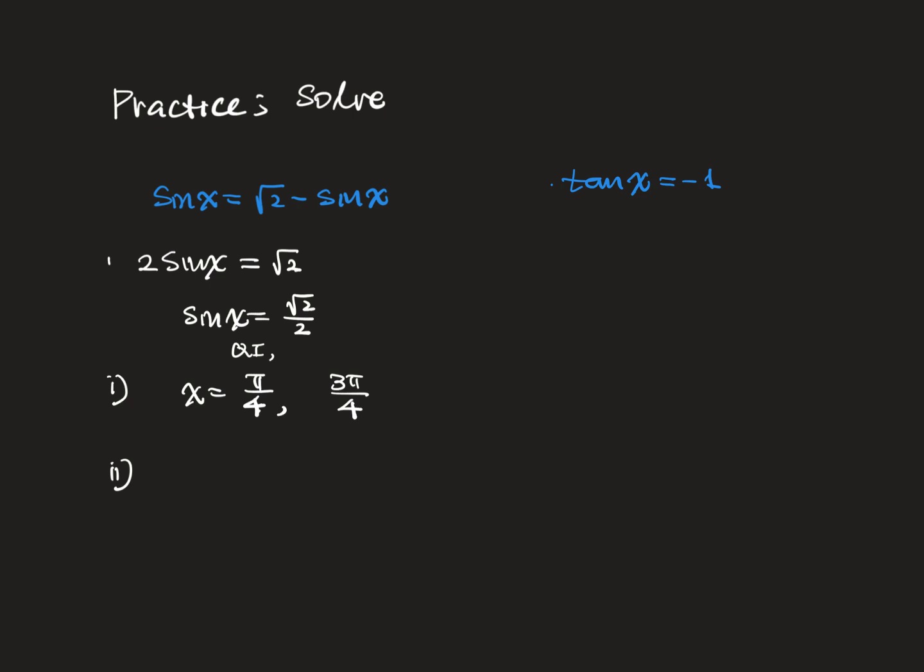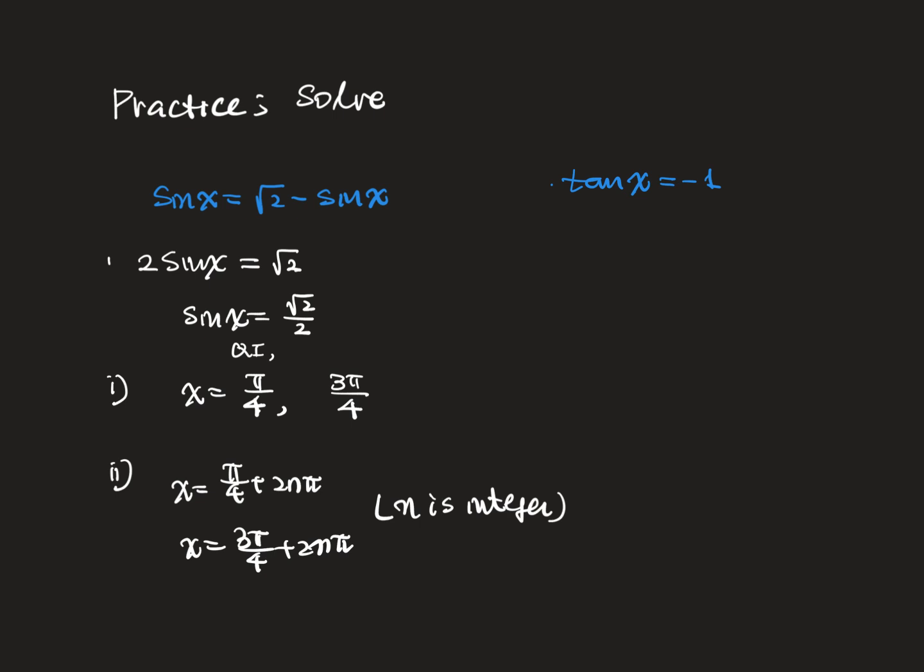Second, the period of sine is 2 pi, so you just add 2 pi n. x = pi over 4 + 2n pi, or x = 3 pi over 4 + 2n pi. Of course, n is an integer. That solves this equation.